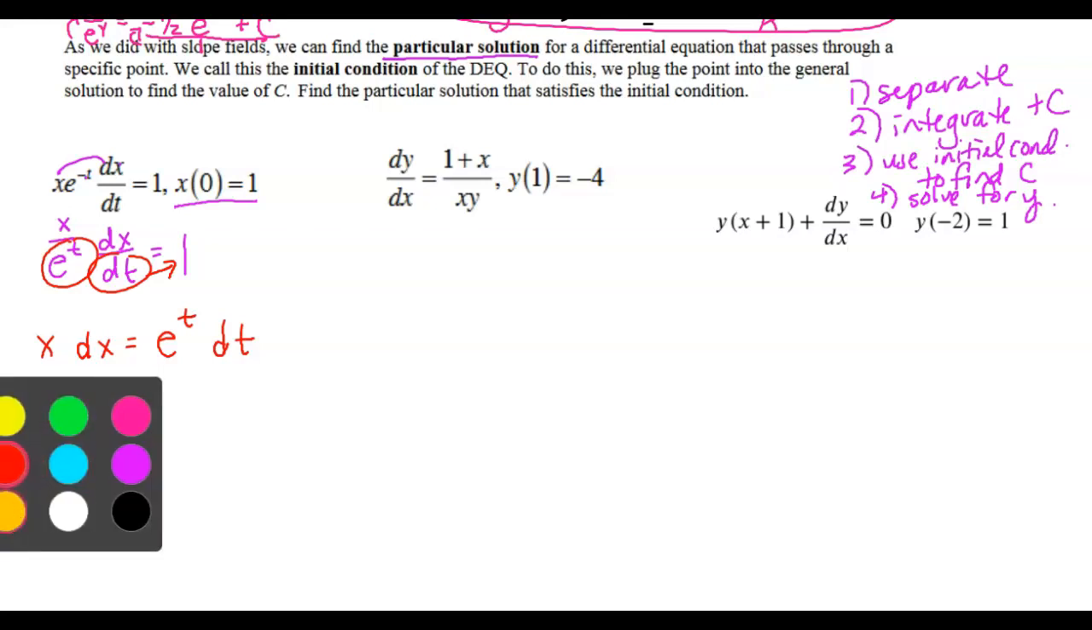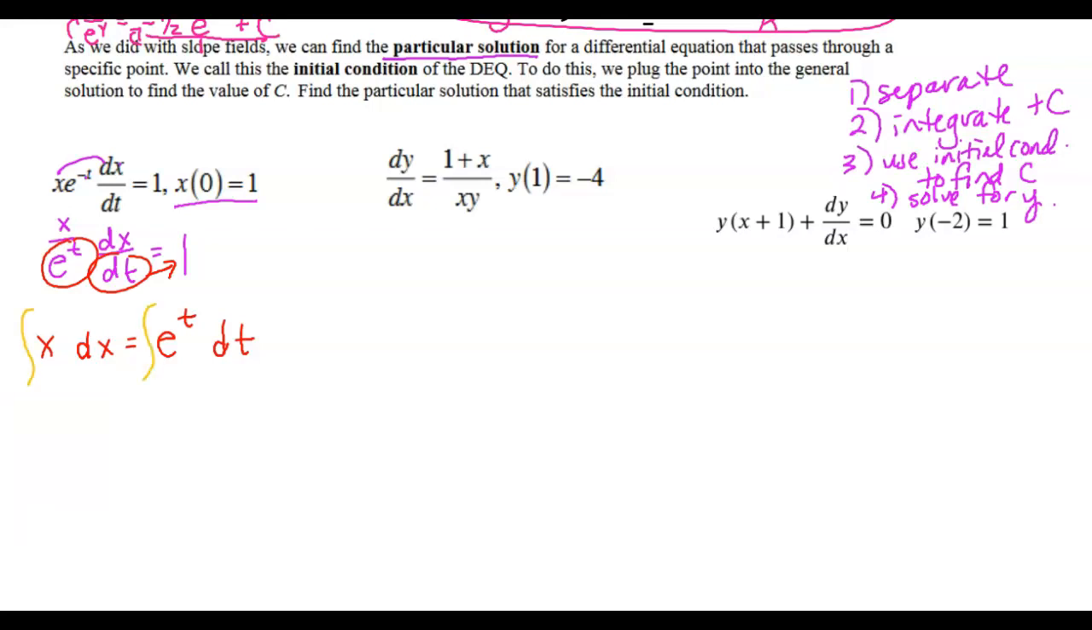All right, so that's our first step. Then we're going to integrate both sides. So we get x squared over 2. And then remember, e to the t, the integral is e to the t plus c. So x is what we want to get alone. So I'm going to write get x alone. Since we don't have a y here, sometimes it gets confusing.